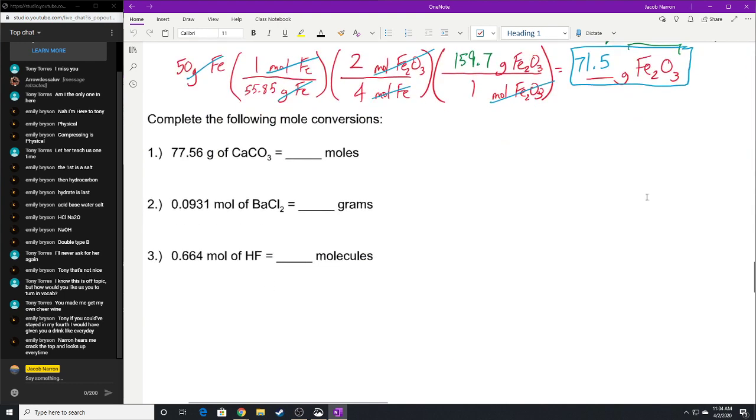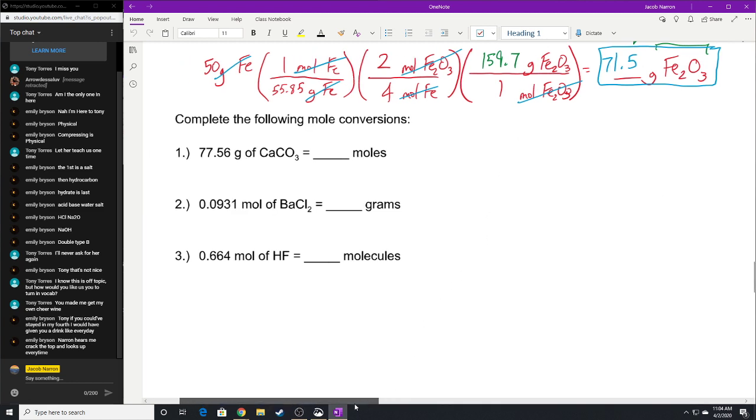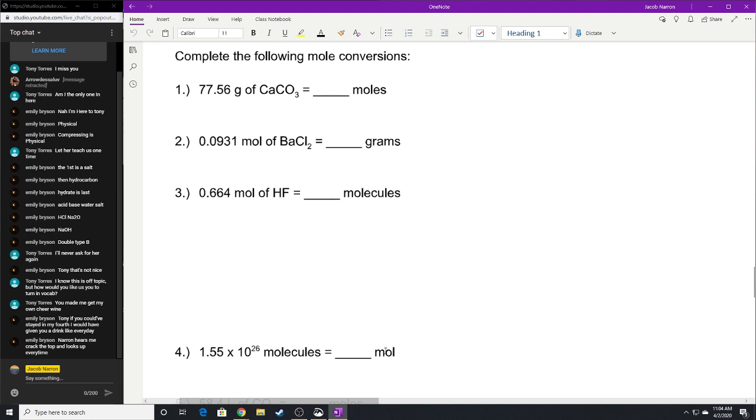Complete the following mole conversions. We're in the home stretch, guys, which is good news for me because I'm ready to be done. So let's see what we got here. Starting with number 1, we have 77.6 grams of calcium carbonate. I'm going to start with that: 77.56 grams CaCO3, and we want to find out how many moles that is.